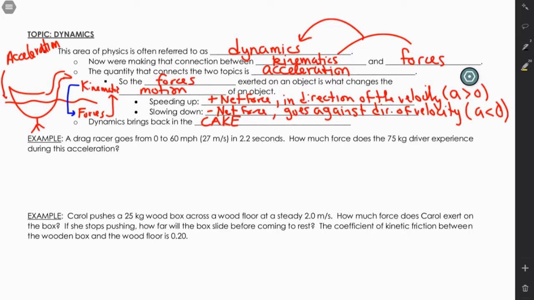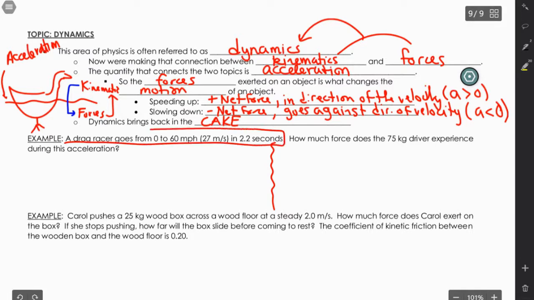So the first one: a drag racer goes from 0 to 60 miles per hour, which is 27 meters per second, in 2.2 seconds. How much force does the 75-kilogram driver experience during this acceleration? So unit one, we would have only done the first statement, right? So that's unit one. And that's what we're going to do here. Right? Here, when we're trying to find the amount of force, is what we're going to do on this side.